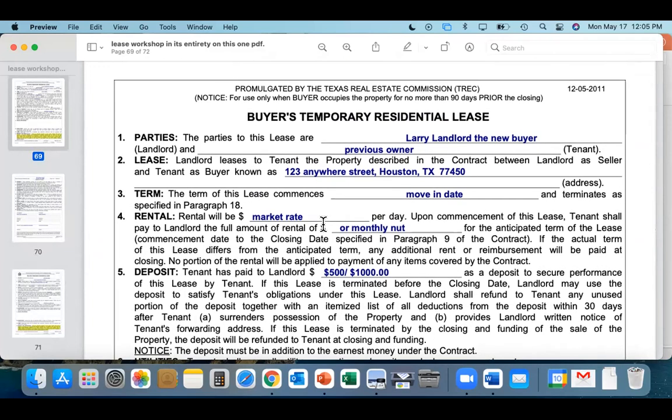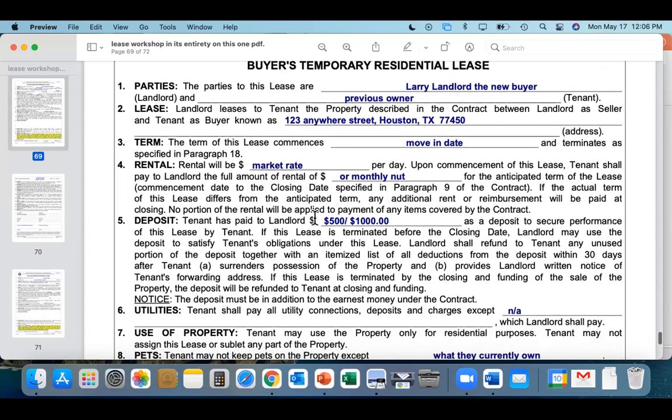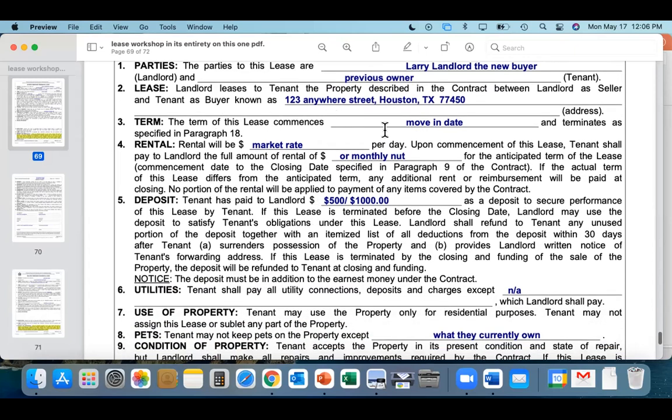The buyer's temporary residential lease is only when the buyer occupies the property for no more than 90 days prior to closing. So this is a document only good for 90 days. If they're closing in July, they can move in May, June, July. The term is, you put in the day they're going to move in, and it terminates as specified in paragraph 18. What's paragraph 18 of the 1 to 4 family? That's your closing date.